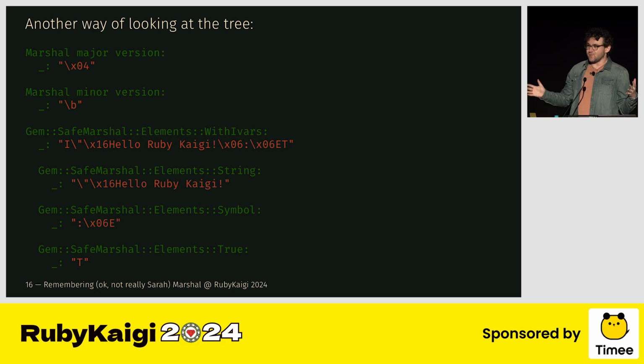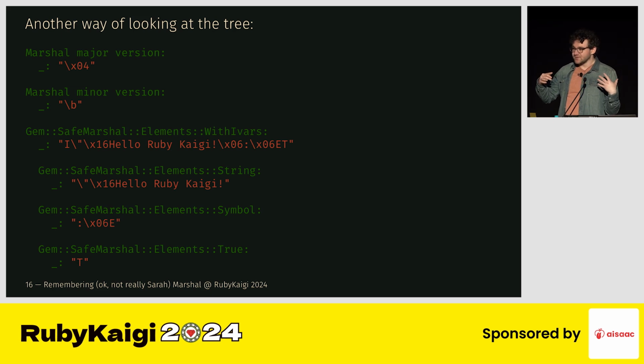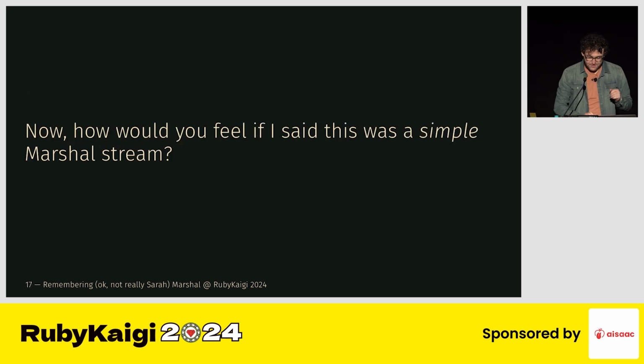So here's maybe a more helpful way of looking at that same tree. We have our Marshal major version, minor version. We have an object with ivars, which has a string in it, which then the string is followed by a symbol of E, and then true. Now, how would you feel if I said that was a really simple Marshal stream?